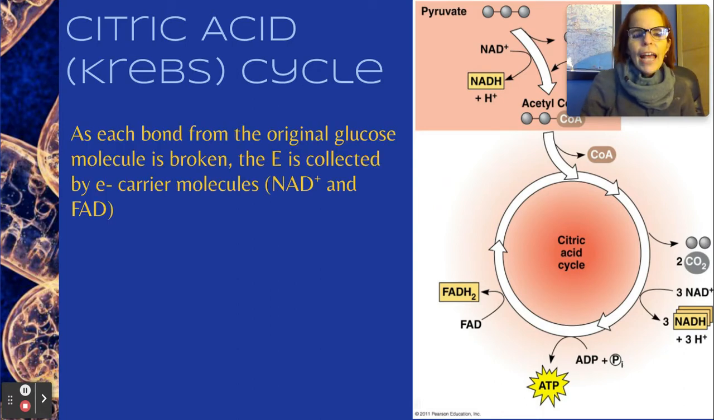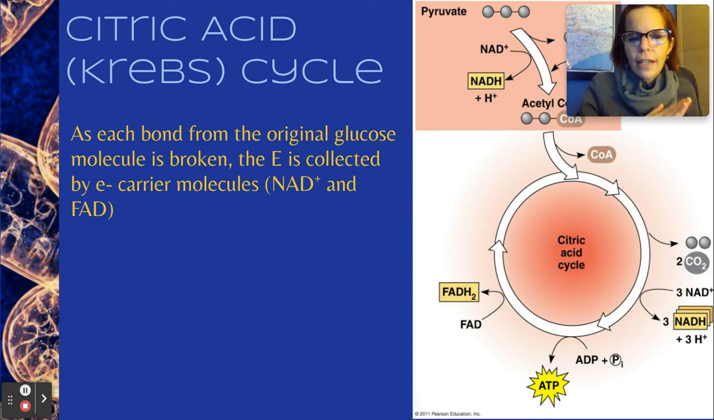So going back up here, as each bond from the original glucose molecule is broken, this is during the citric acid cycle, the energy is collected by electron carrier molecules called NAD+, we already met NAD+, and a new one that we haven't heard of ever before, and that one's called FAD. It also carries electrons. So take a minute and just walk your way through this diagram. It's incredibly simplified from what is actually happening. I probably should have shown you a diagram of what's actually happening because it would boggle your minds. So sometime you can look it up.